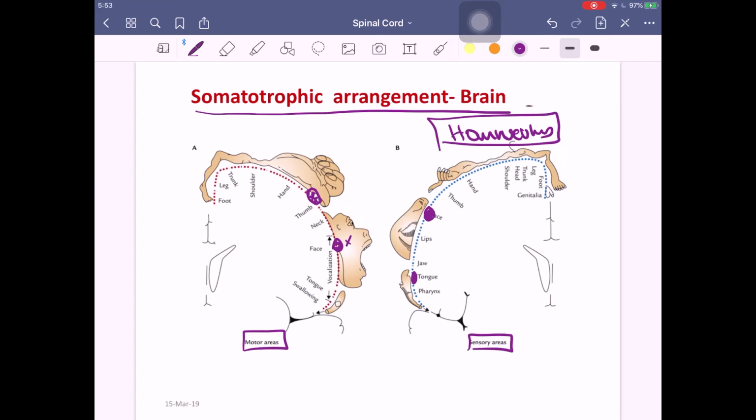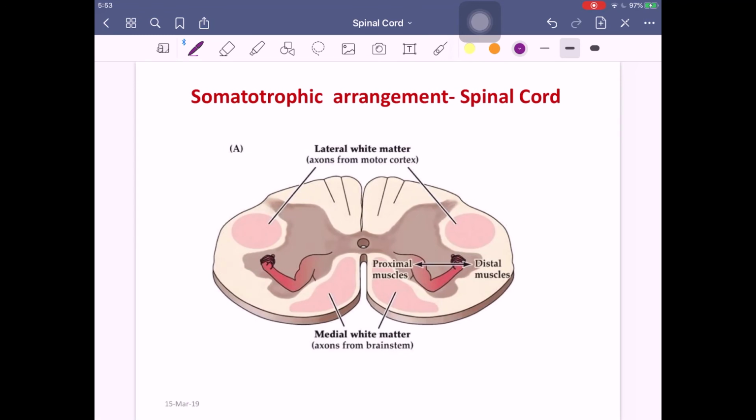This is your cerebral homunculus, but this is not the question here. The question is whether we have a similar arrangement in your spinal cord, and the answer is yes. This is what we call the somatotrophic arrangement of the spinal cord. If you look at the example of muscles here, all your proximal muscles are located close to your central canal, whereas your distal muscles are located close to your anterior horn. So that is the arrangement.